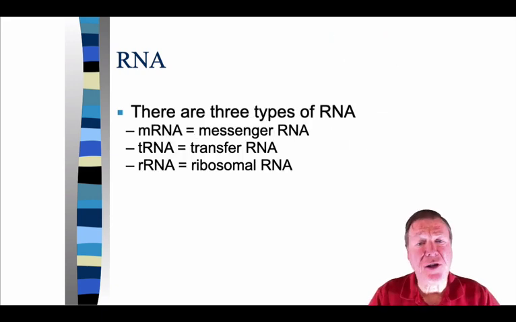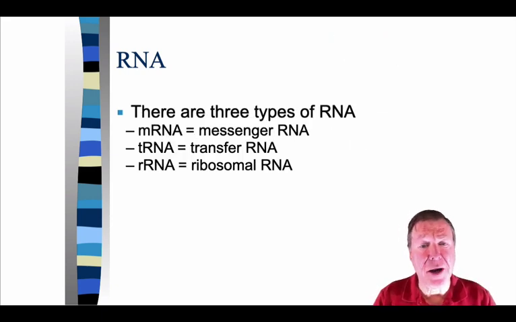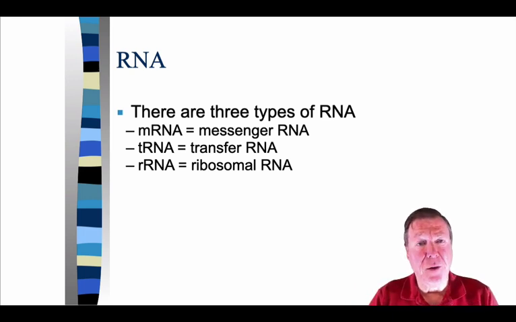So there are 3 types of RNA: mRNA, which stands for messenger RNA; tRNA, which stands for transfer RNA; and rRNA, which stands for ribosomal RNA. Now, this is the end of the video.